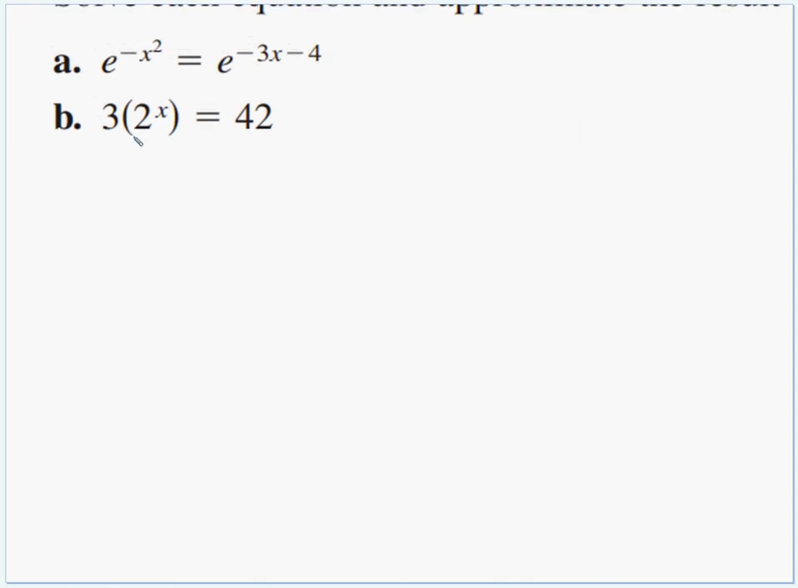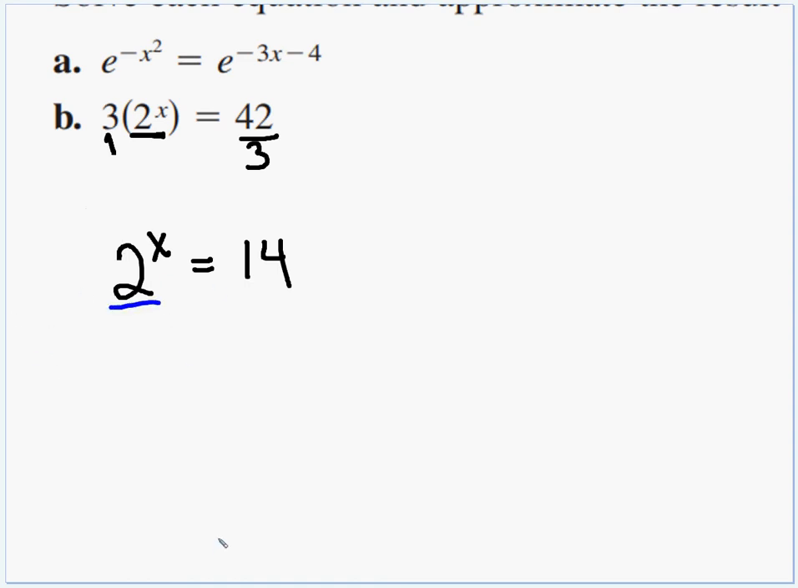So we've got a 3 times base 2 to the x power equals 42. Before we address the base 2, we got to get rid of the times 3. So let's divide both sides by 3. So now we've got our 2 to the x all alone, and that's equal to 14. Okay, now there's a couple ways to go about this one. If you look in the textbook, they would do this.